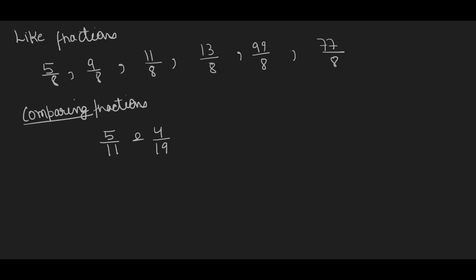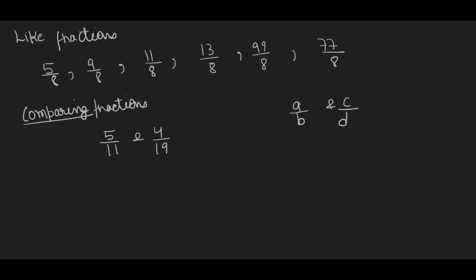But in unlike fractions, which do not have the same denominator and also don't have the same numerator, how will we decide? So children, I have already told you this. If we have two fractions, a upon b and c upon d.